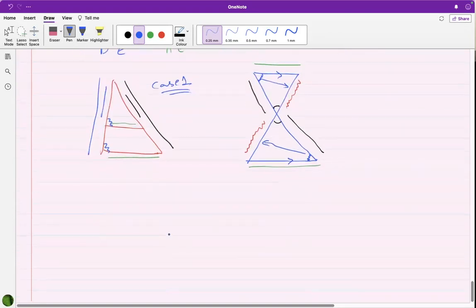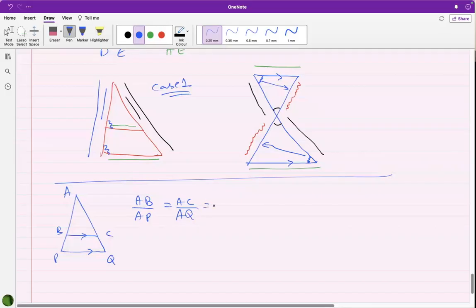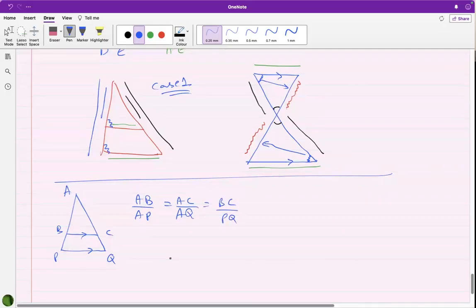Now, labeled diagram. A, B, C, P, Q. This is always the same. AB over AP is equal to AC over AQ is equal to BC over PQ. Second case.